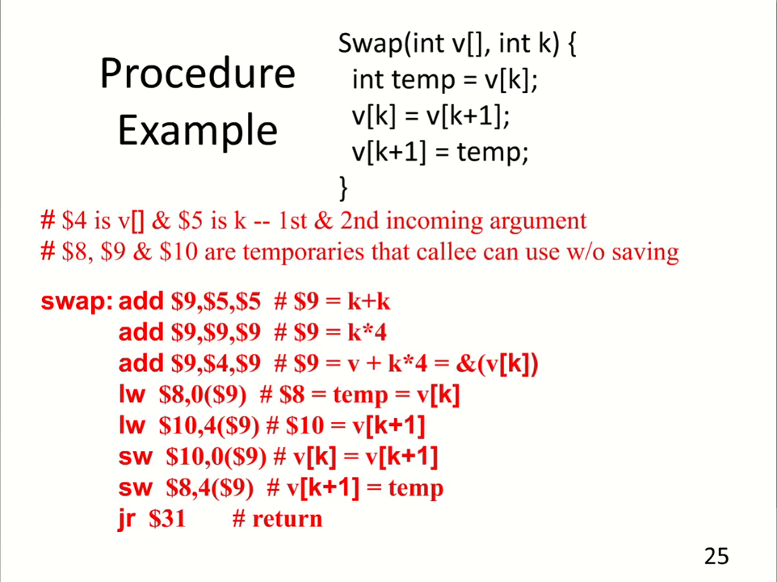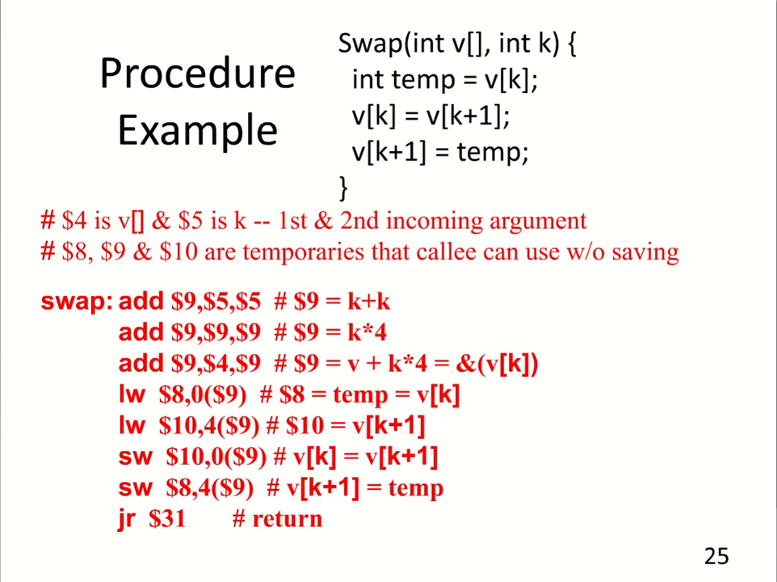Again, to implement this in MIPS, we're going to assume that $4, which is the first parameter, is passed in through register 4. $5 is k, so argument 2 comes in through register 5. And then we're going to use 8, 9, and 10 as temporaries that, according to our application binary interface, or ABI, the callee can use without saving.